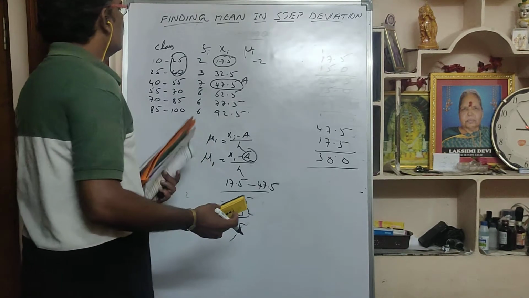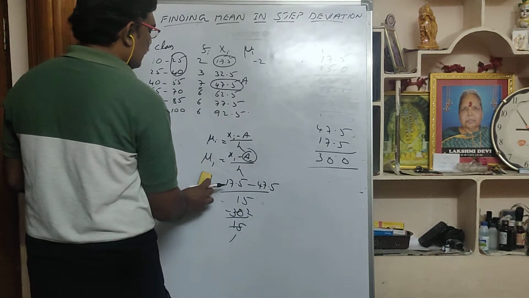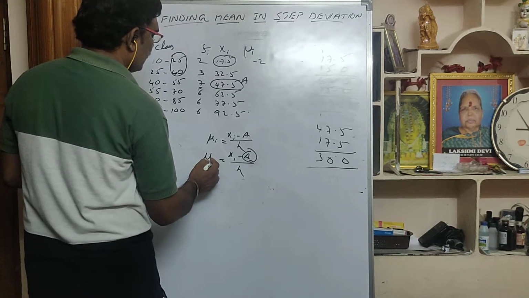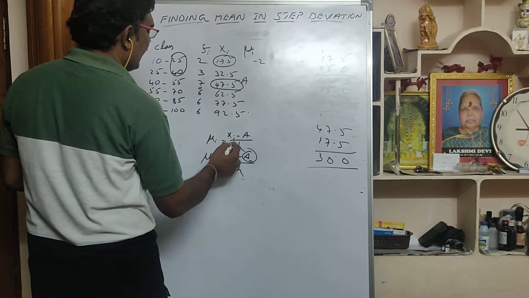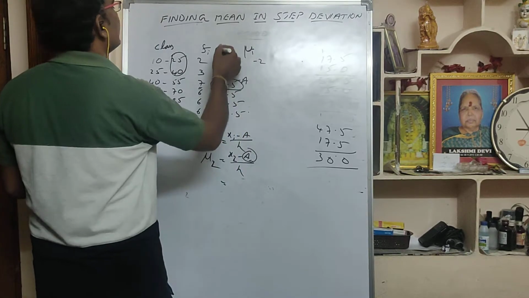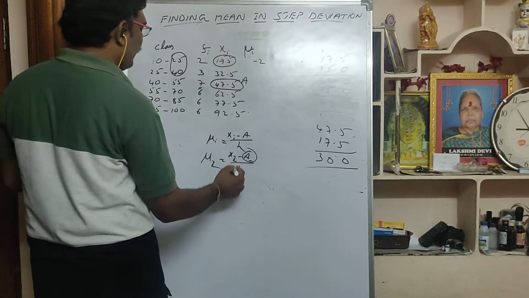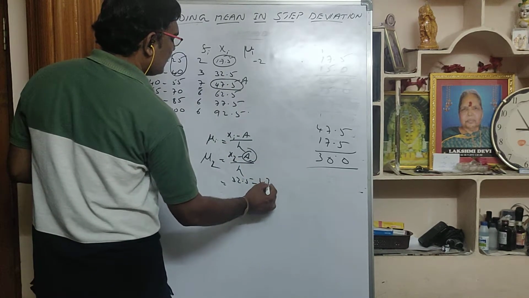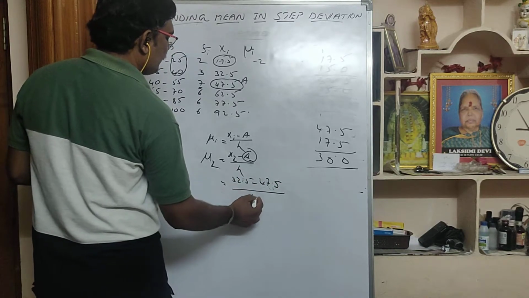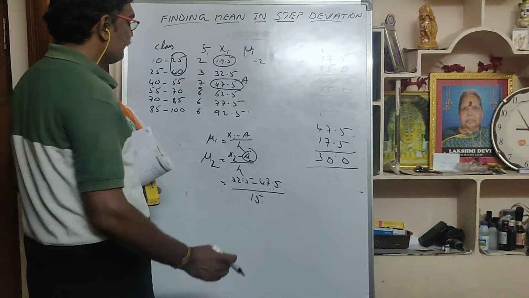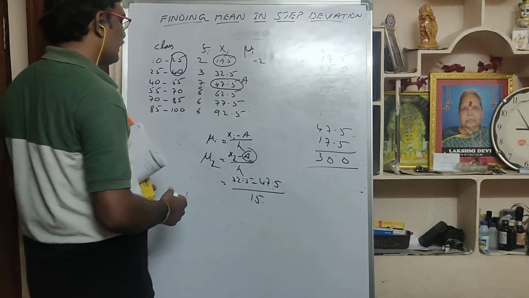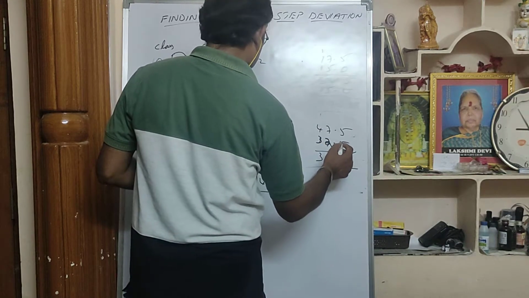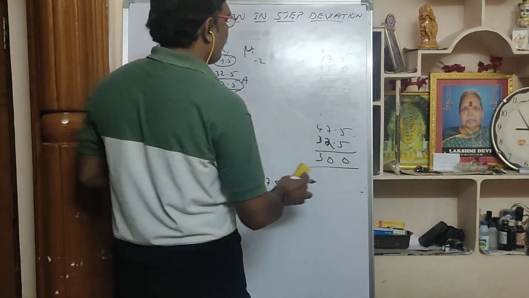Okay. So next, if you want mu2, mu2 means wherever i is there, I write 2, that's it. x2 is the second mid value. What is it? 32.5. Minus a, it won't change, 47.5 only. By h, it won't change, it is 15. So with one plus and one minus, you have to do subtraction only. From 47.5, you have to subtract how much? 32.5.